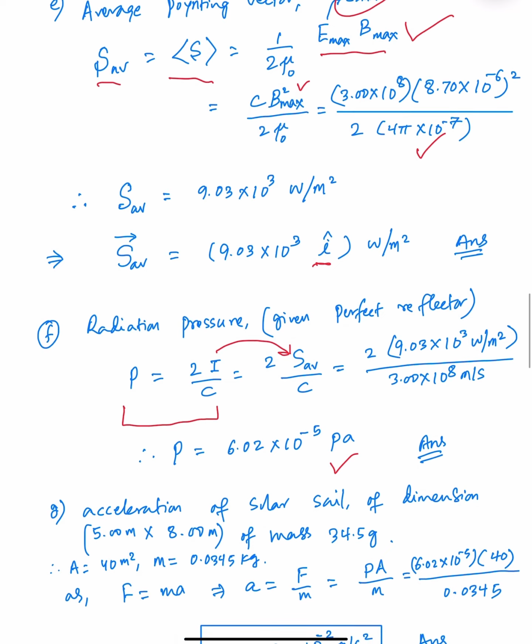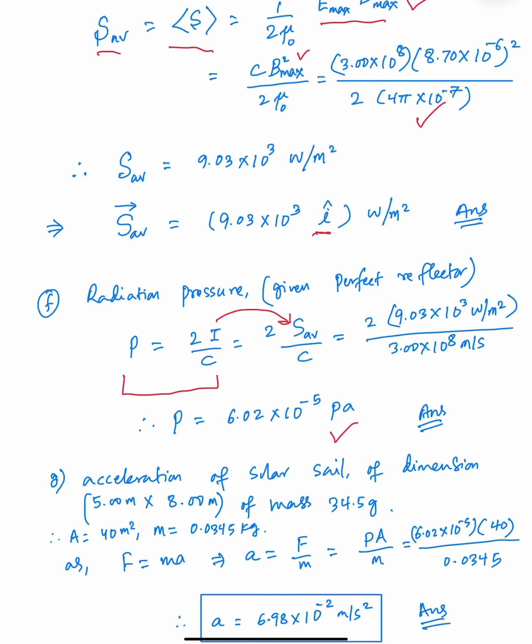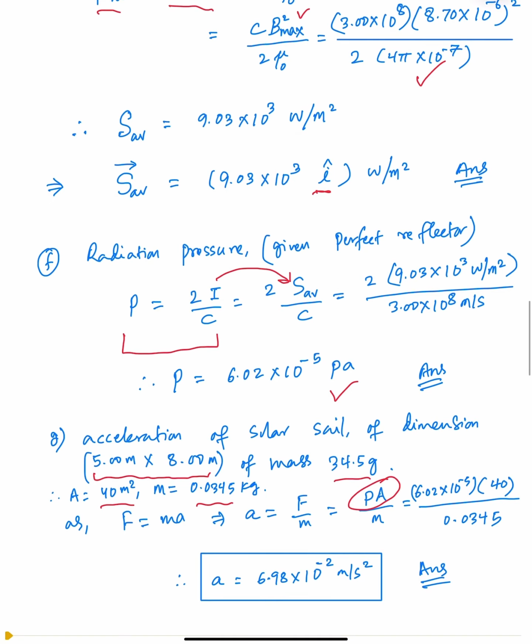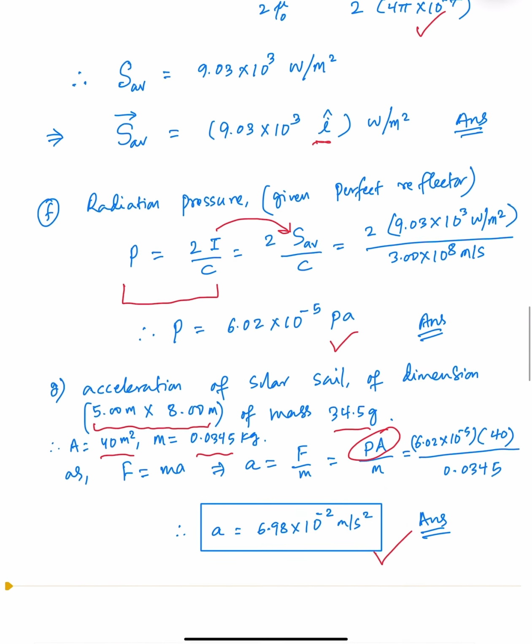For part G, the acceleration of a solar cell of this dimension and this mass. The dimension means the area is the product of these two sides. The mass is in grams, so you have to convert it to kg. We use the simple equation F equals ma, so a equals F over m. Force is the product of pressure and area, so we have both. So the acceleration will be like this. So this completes this problem.